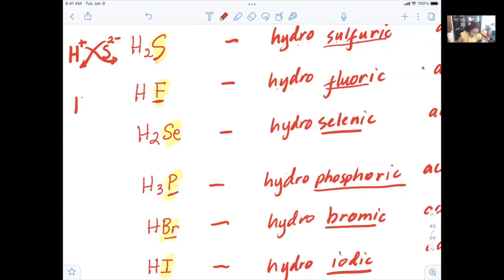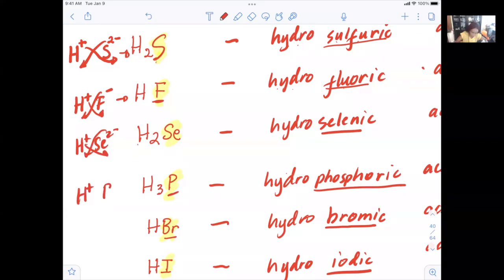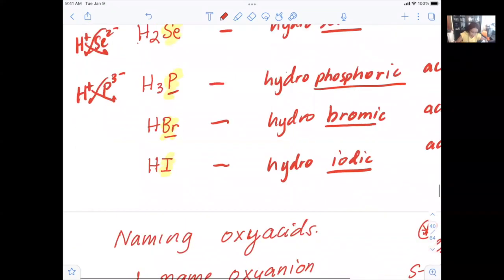Okay. H plus, F minus, crisscross, and we get this. H plus, Se2 minus, crisscross, and you get that. H plus, P3 minus, crisscross, and you get that. H plus, Br minus, crisscross, and you get this. H plus, I minus, crisscross, and you get that.